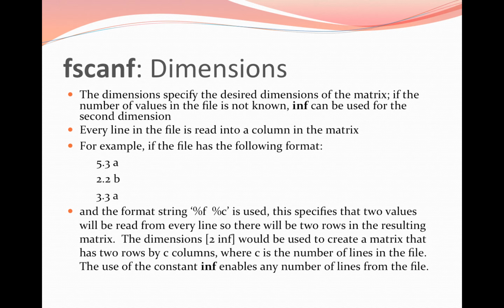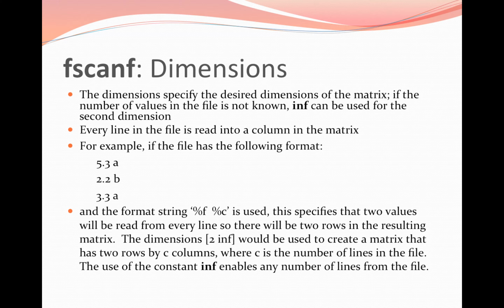The dimensions specify the desired dimensions of the matrix. If the number of lines in the file is not known, then we can use INF, the built-in constant for infinity, for the second dimension. Remember, every line from the file is read into a column in the resulting matrix variable. For example, if the file has the following format, every line stores a number, a space, and a character. And if we use the format string %f space %c, that specifies that we're going to read two values from every line, so there will be two rows in the resulting matrix.